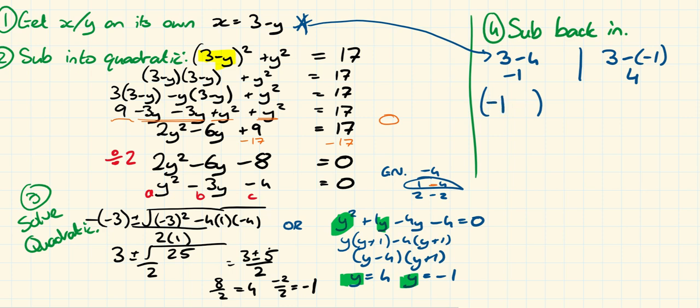Because remember, x goes first. So minus 1, 4, because it is x equals, and this is x equals. So x equals 4, and that is minus 1. So in this case, it actually so happened that your 2 points are like this. Okay, so you should get two answers in this.